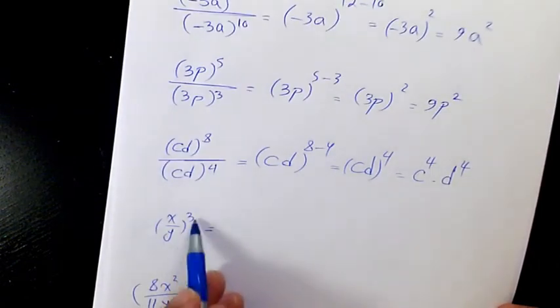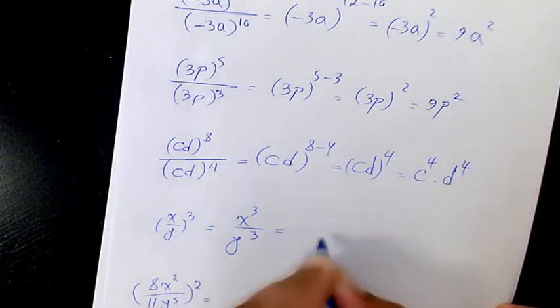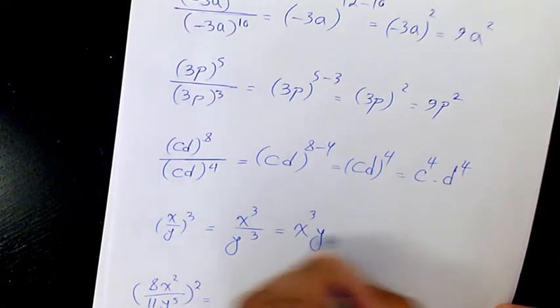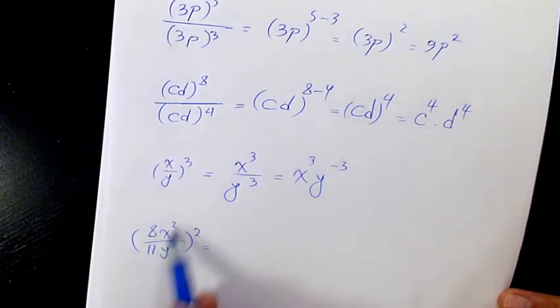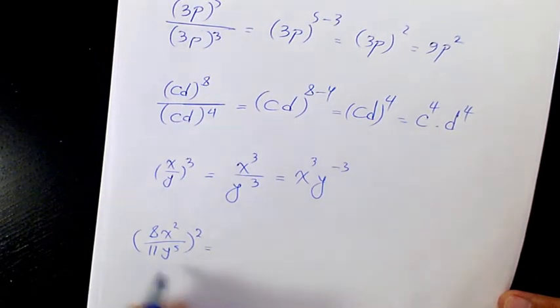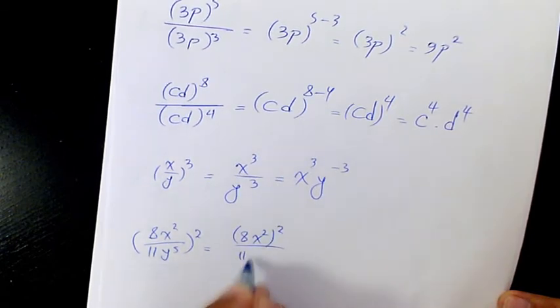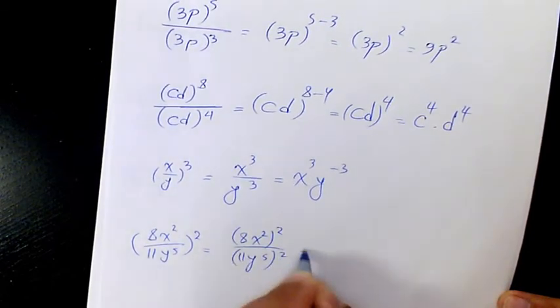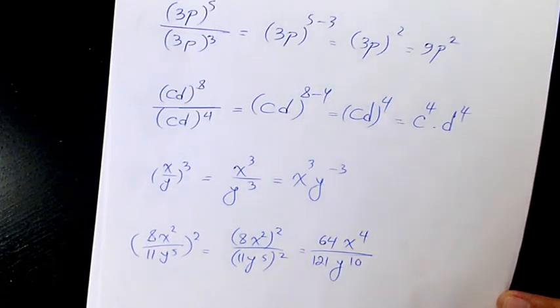x over y to the power of 3 is going to be x to the power of 3 divided by y to the power of 3. Or you can say x cubed y to the power of negative 3. Both of them are correct. 8x squared to the power of 2 divided by 11y to the power of 5 to the power of 2. So 8 squared is 64. x squared to the power of 2 is going to be x to the power of 4. 11 squared is going to be 121. y to the power of 10.